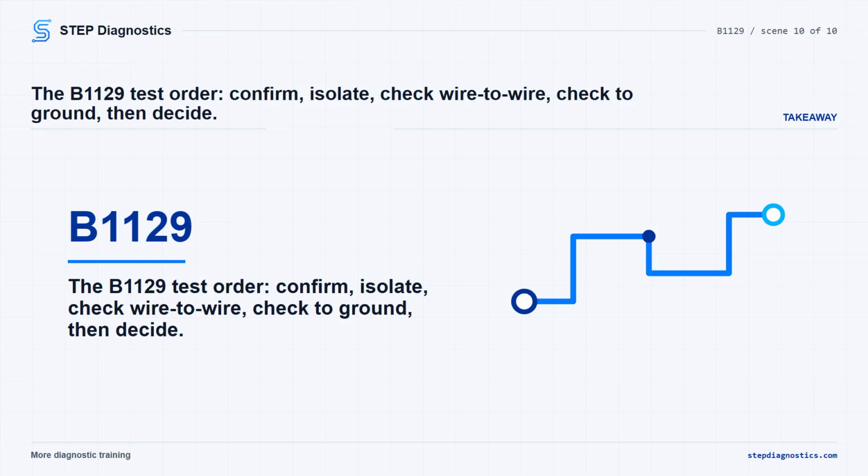The takeaway: for B1129, do not jump straight to a part. Prove whether the lock and unlock signal circuits are shorted together, shorted to ground, or testing normal before calling the master switch suspect.